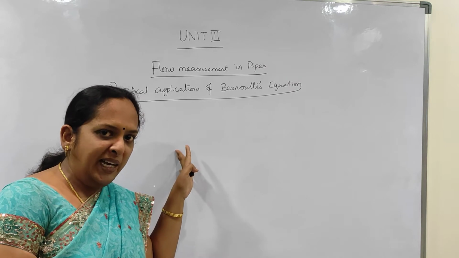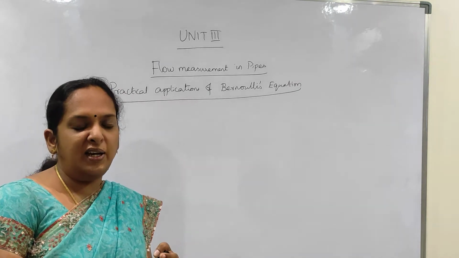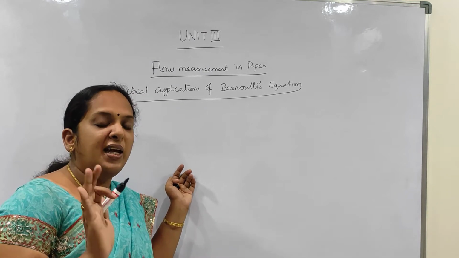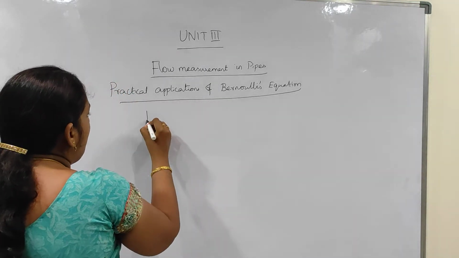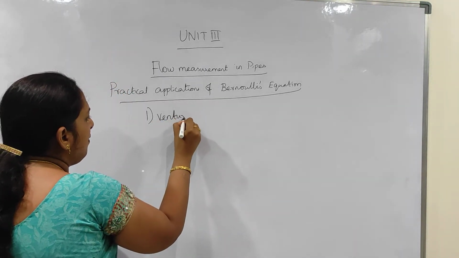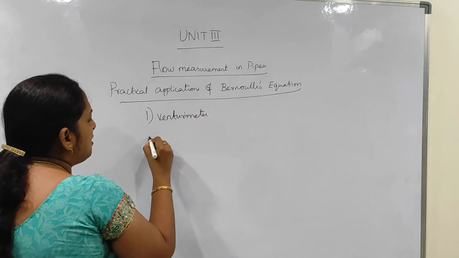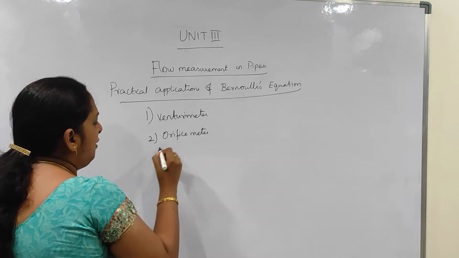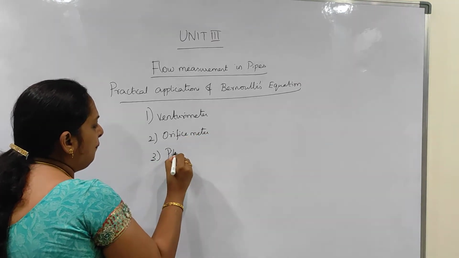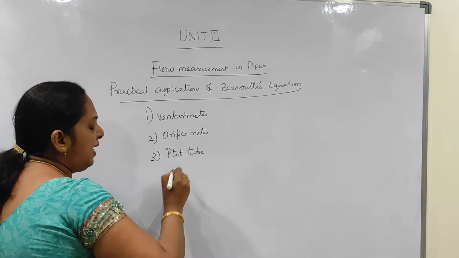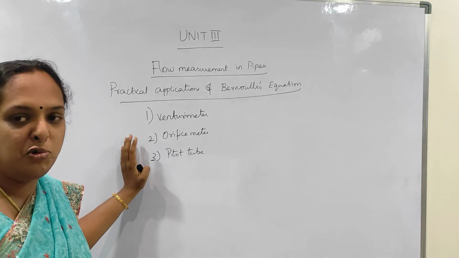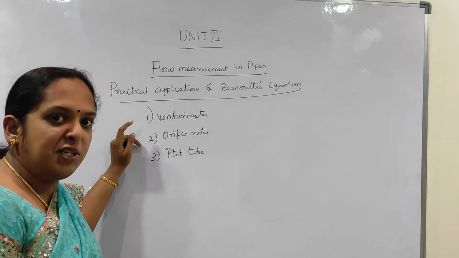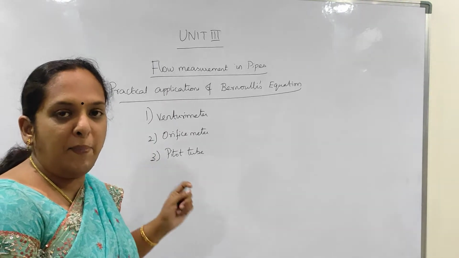In practice, Bernoulli's equation is applied in various measuring devices. Out of these, in this unit we are going to see 3 measuring devices. One is the venturi meter, second one is the orifice meter, and third one is the pitot tube. These are the 3 devices used to measure the rate of fluid flow, and all of them are based upon the principle of Bernoulli's equation.